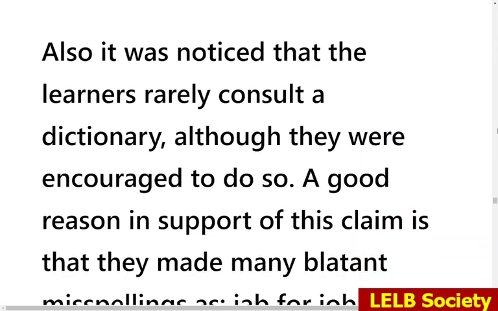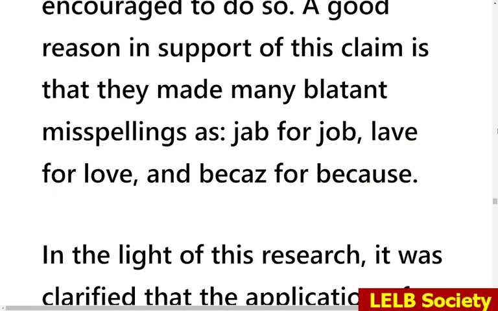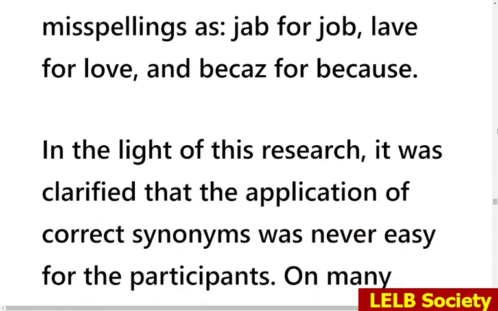Also, it was noticed that the learners rarely consult a dictionary, although they were encouraged to do so. And a good reason in support of this claim is that they made many blatant misspellings, as for example, JAB for JOB, and LAVE for LOVE. As you can see, this is somehow funny to see, but they frequently appeared in their compositions. And also BECAZ for BECAUSE.